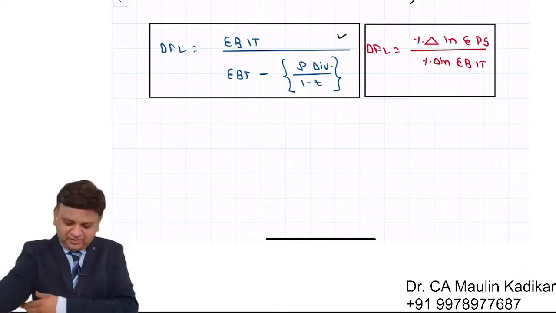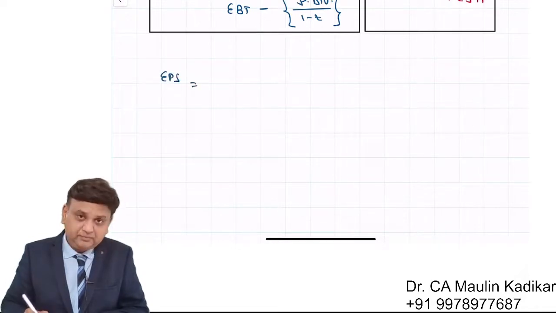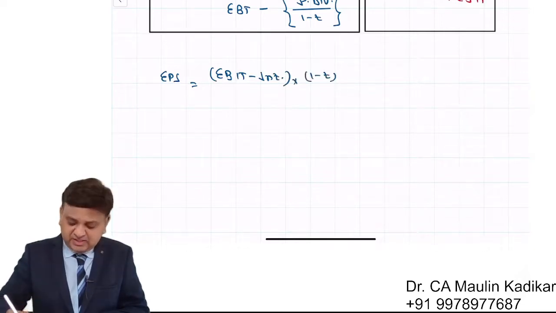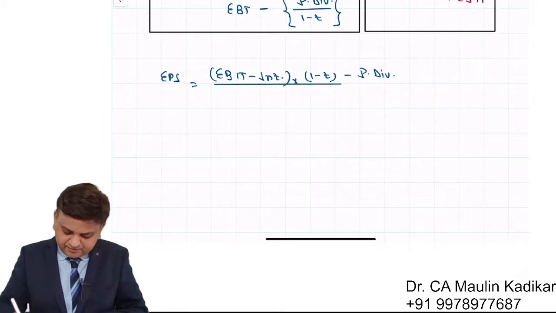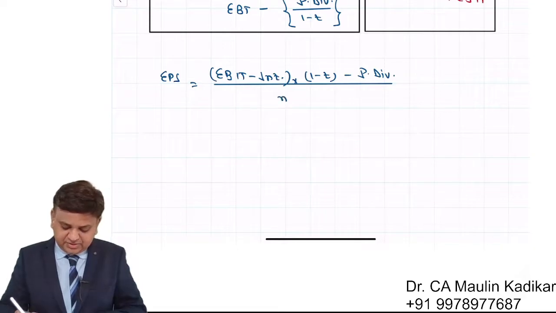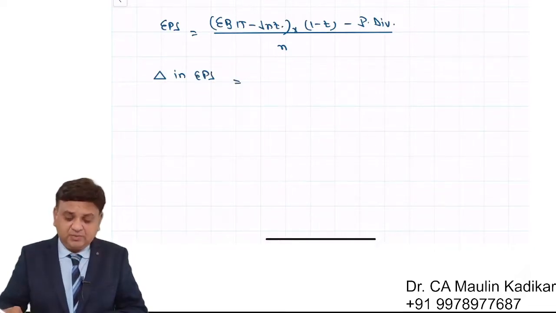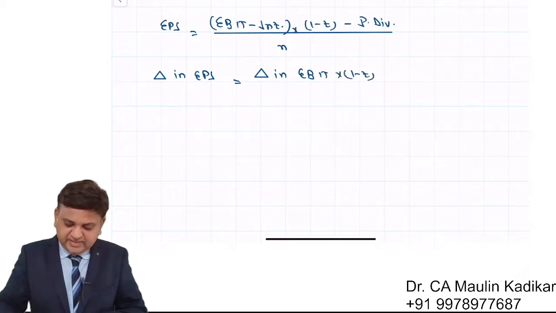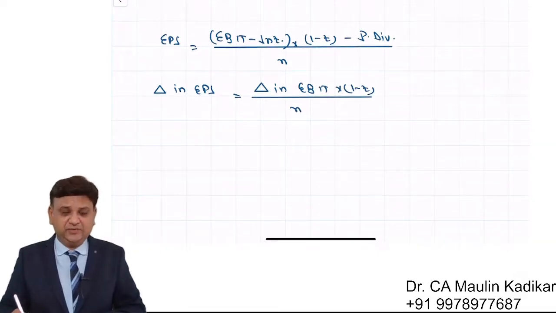Let us have understanding of the derivation of the formula. And for that, first of all, I am writing the formula for EPS. EPS is calculated as EBIT minus interest, that is EBT, into 1 minus T is EAT, minus preference dividend is earning available to equity shareholders, divided by number of equity shares. Change in earning per share is equal to change in EBIT into 1 minus tax rate divided by number of equity shares. That is the way the change in EPS is formed.